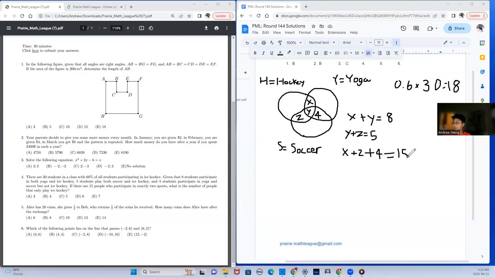And the last piece of information we know is that X plus Z plus 4 equals 15, because in the question it says there are 15 students who are participating in exactly 2 sports, and X, Z, and 4 is the amount of total people who only do 2 out of the 3 sports. So X plus Z plus 4 equals 15. In these 3 equations, we have 3 equations and 3 variables, so it is possible to solve these equations. So X plus Y equals 8, we can translate that to Y equals 8 minus X.